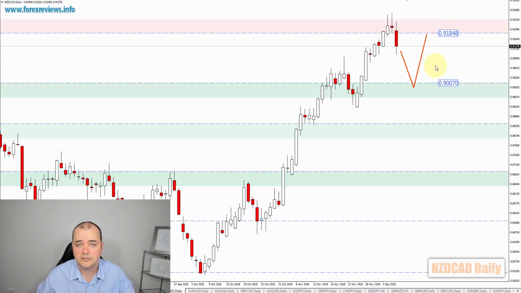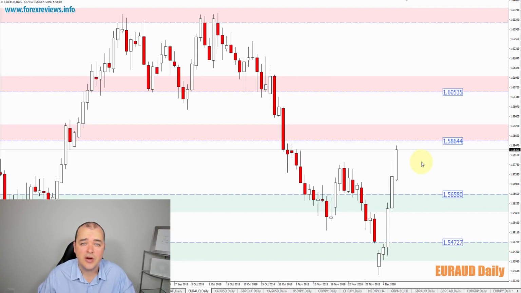Okay, well that's it for that market. The next pair to cover is Euro AD and on the daily chart. Last week in price action, Euro AD was a really strong mover, moving strongly to the upside from the 154.72 zone area all the way up, breaking above the 156.58 zone area, and then moving all the way up to where prices recently closed, which is near the 158.64 zone area.